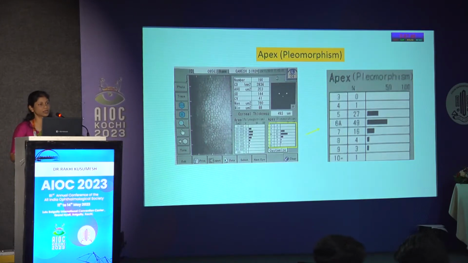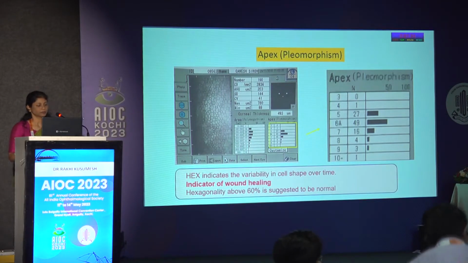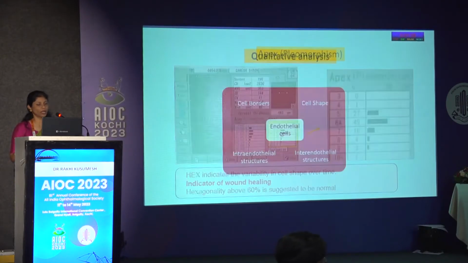Majority cells are hexagonal, and we expect there should be 60% hexagonality to be considered healthy endothelial cells. So it's an indicator of wound healing.